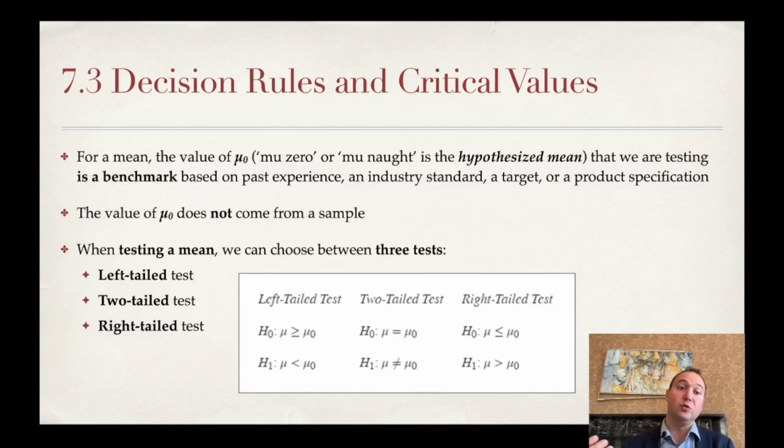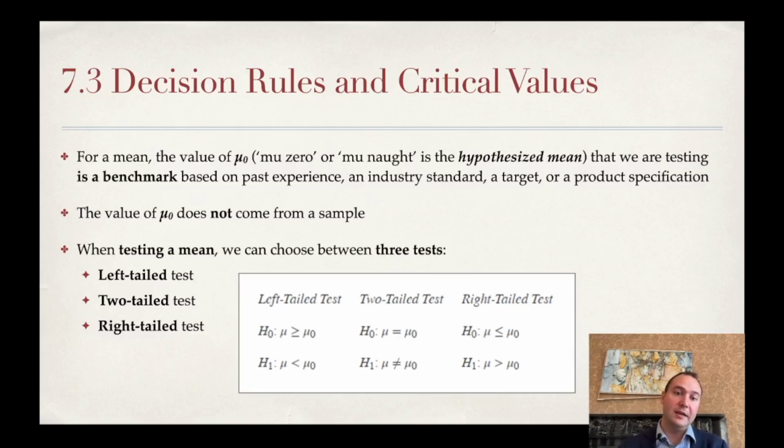The value of mu0 does not come from a sample. The value of mu0 is our population mean. As I said in a previous video, it's very difficult to know the actual population. So, by using samples, we can test, does our sample agree or disagree with our assumption about that population? That's why hypothesis testing is so important.